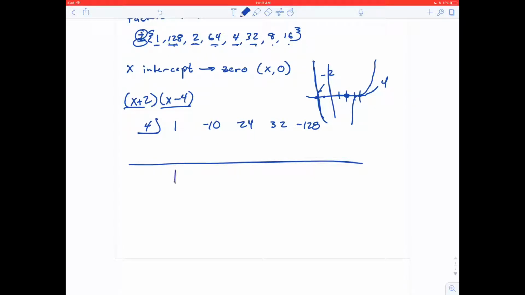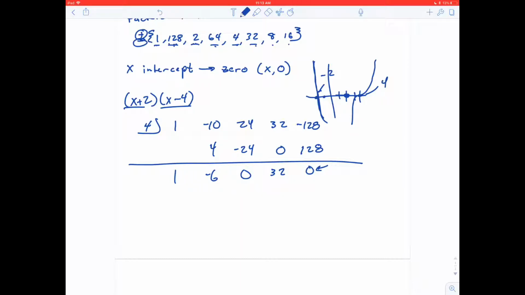So bring the 1 down, multiply, add. Alright, and then multiply. 4 times negative 6 is negative 24. Then add 0. 4 times 0 is 0. Add 32. 4 times 32 gives you 128. And 128 added together gives me 0. So that 0 right there, the remainder of 0, tells me that my graph is right. That's what it tells me.